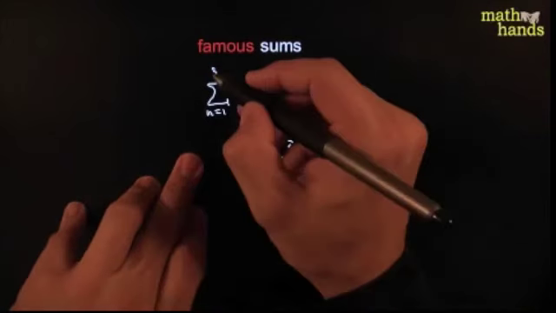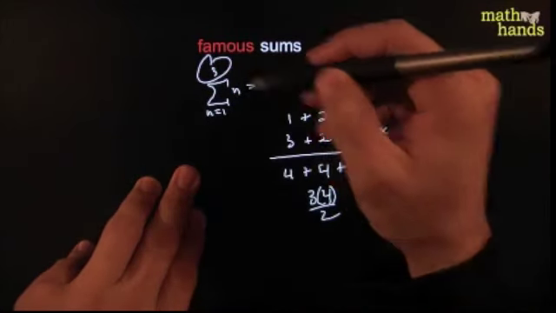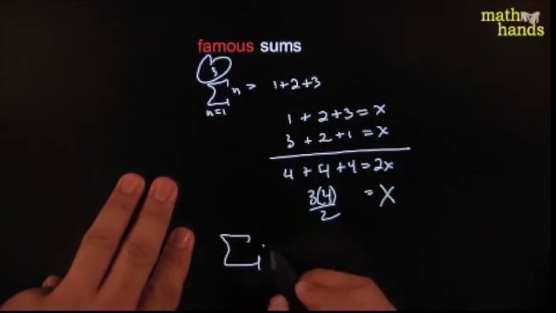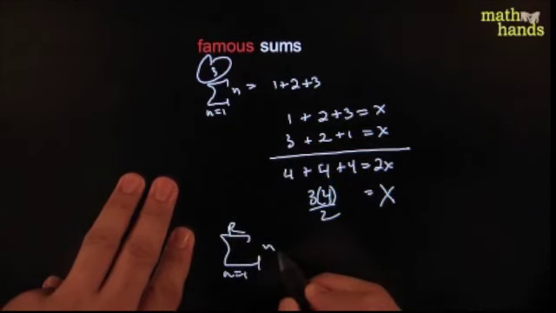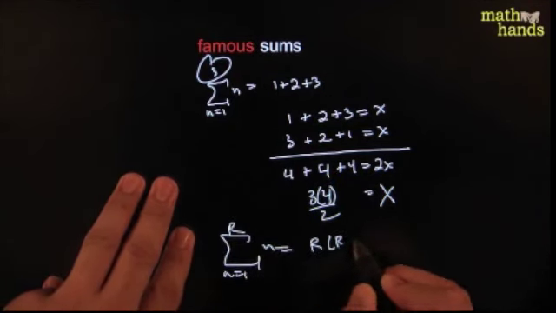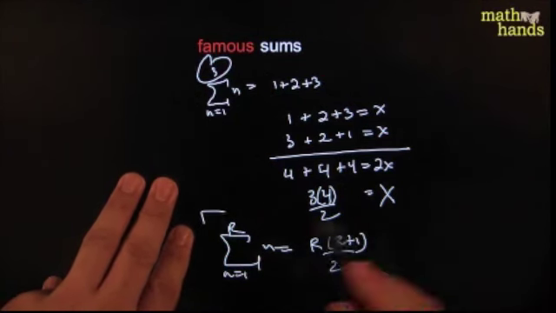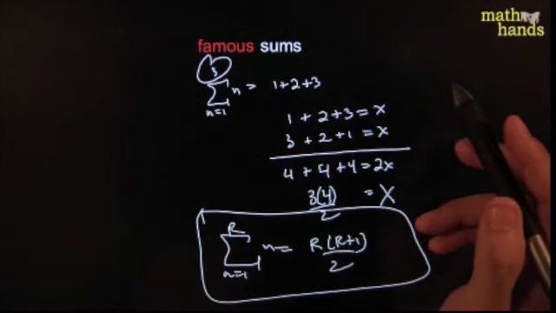I told you, all you do is take this 3, put it there, add 1 to it, and divide by 2. That's why I said you could write this as one of your famous ones. As n goes from 1 to r, this is equal to r times r plus 1 divided by 2. Super, super famous. The young Gauss sum.